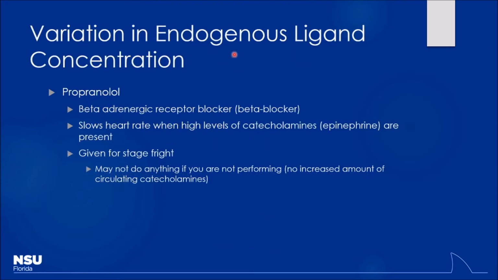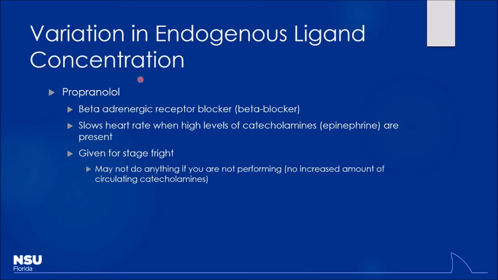Now, how about the endogenous ligand concentration? So propranolol is a drug that is commonly known as a beta blocker. Right, so what do you think a beta blocker does? Blocks beta receptors, right? Beta receptors normally do what for us? Speed up heart rate, help control blood pressure a little bit, as part of that fight or flight response, okay?